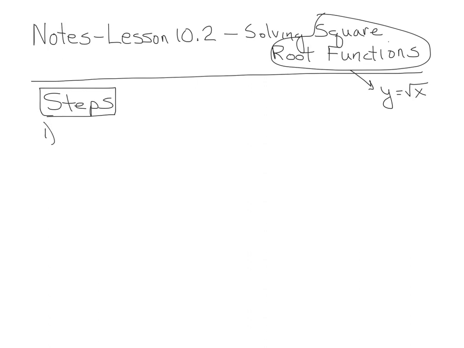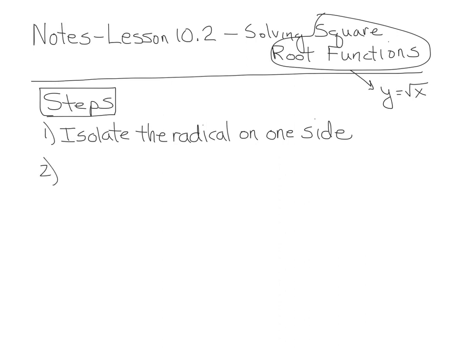Step number 1, isolate the radical on one side of the equation. Step 2, square both sides of the equation, the right side of the equal sign and the left side of the equal sign. Number 3, after you square both sides, you might have to do some other solving.